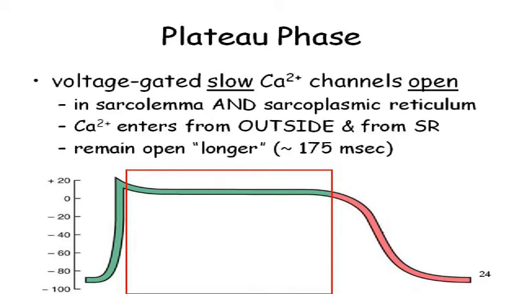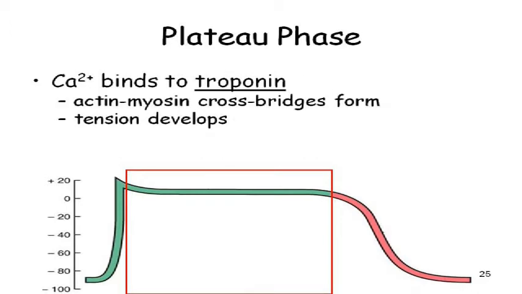Even though the sodium channels are closed, remember that the sodium-potassium pump is going to start pumping that sodium back out again. But the voltage doesn't change because the calcium channels are open, and even though sodium is getting pumped out, the calcium is running in, so the cell stays depolarized. Now, calcium in a cardiac muscle cell does the same thing as it does in a skeletal muscle cell. Calcium binds to troponin.